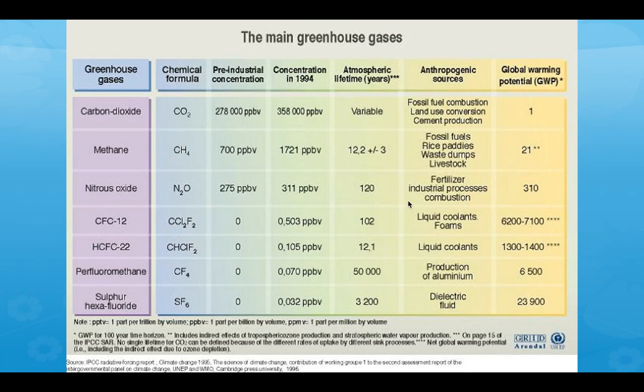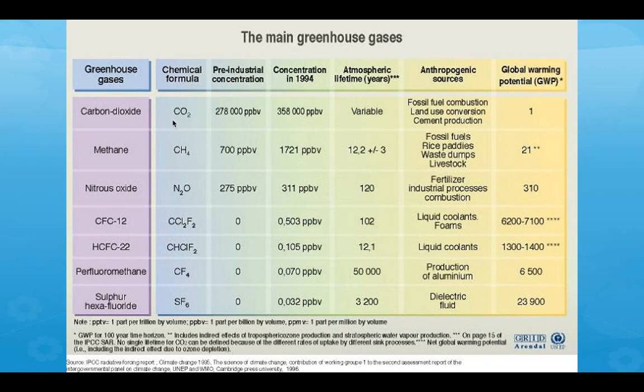Okay, so if we look at this, we can look at the chemical formula. We can look at their pre-industrial concentration. So before the Industrial Revolution, before we have a lot of industry and factories and things like that, how much was in the atmosphere? And then this is a little bit old of a graphic, but it shows us the concentration in 1994. And like I said, for the CFCs, those have actually gone down quite a bit since '94, but we'll just go with it.